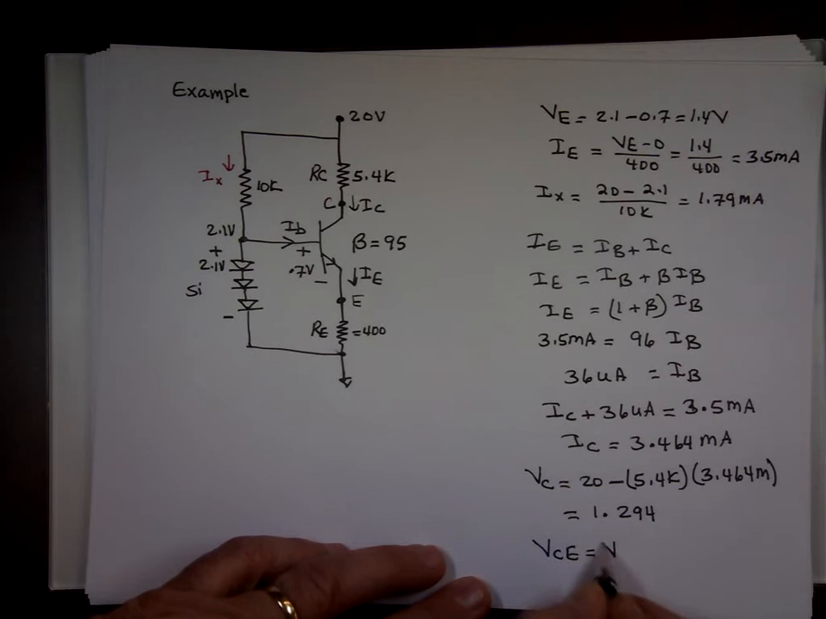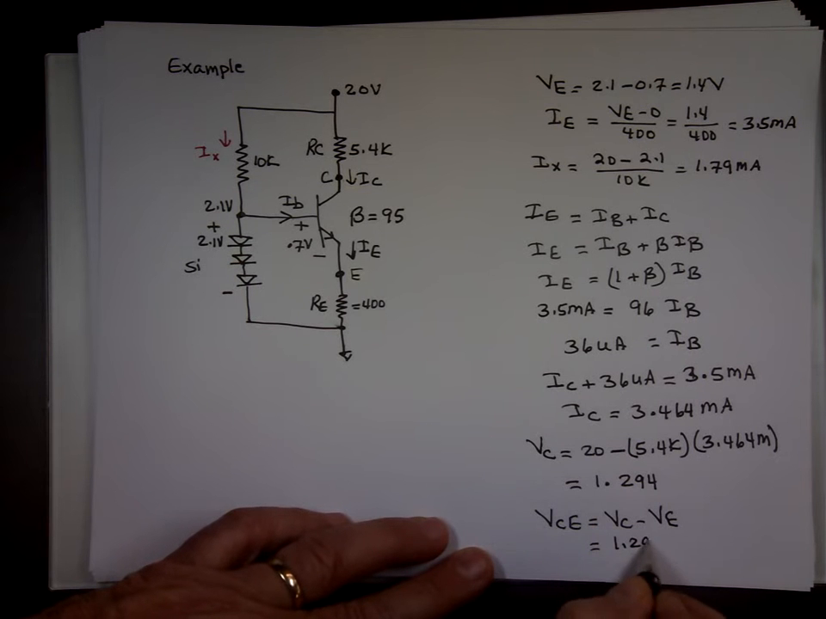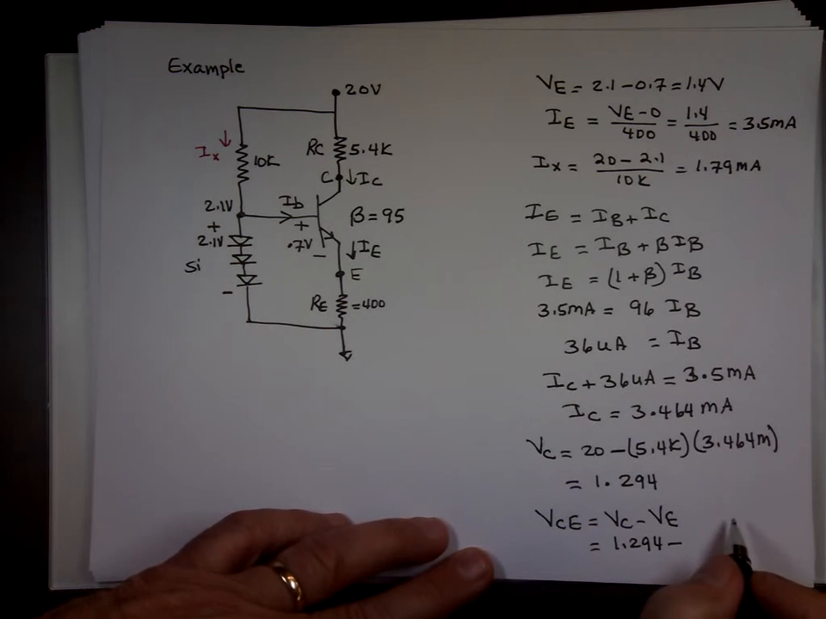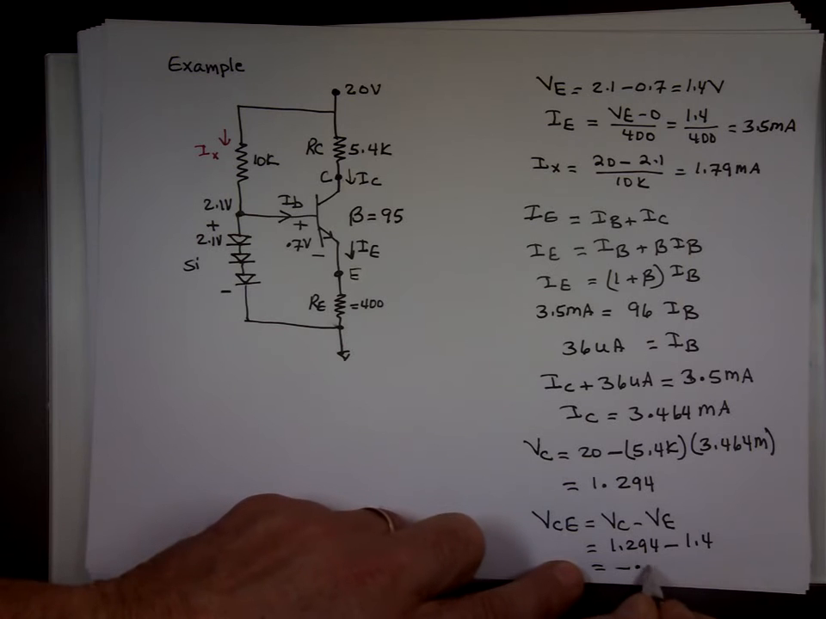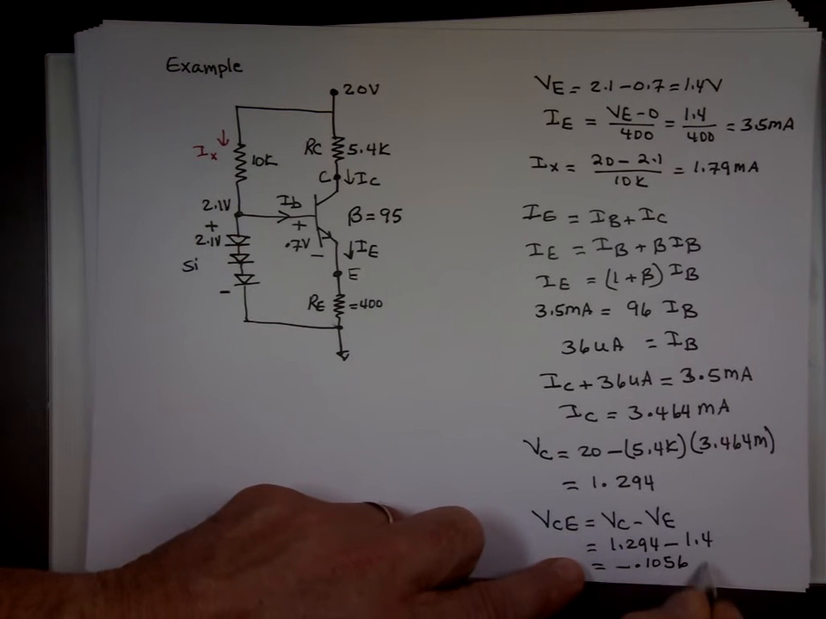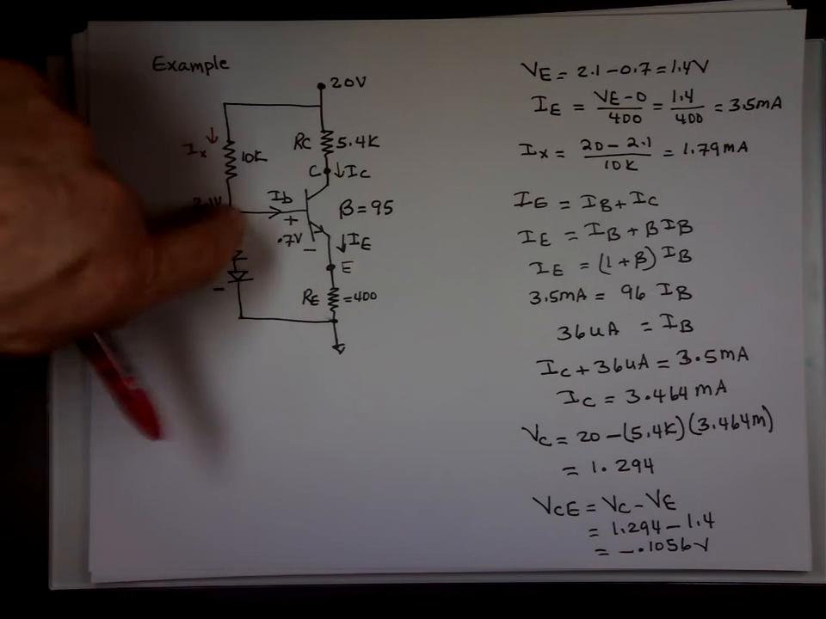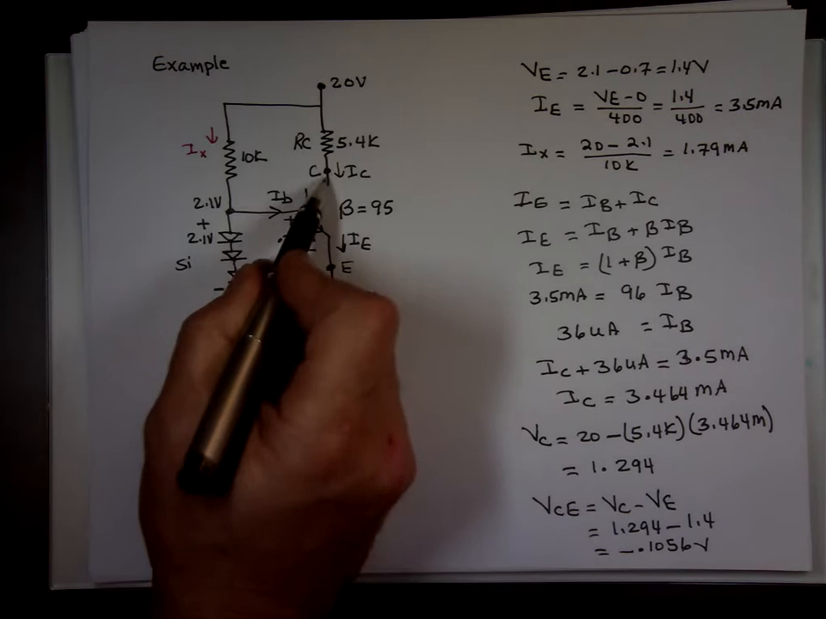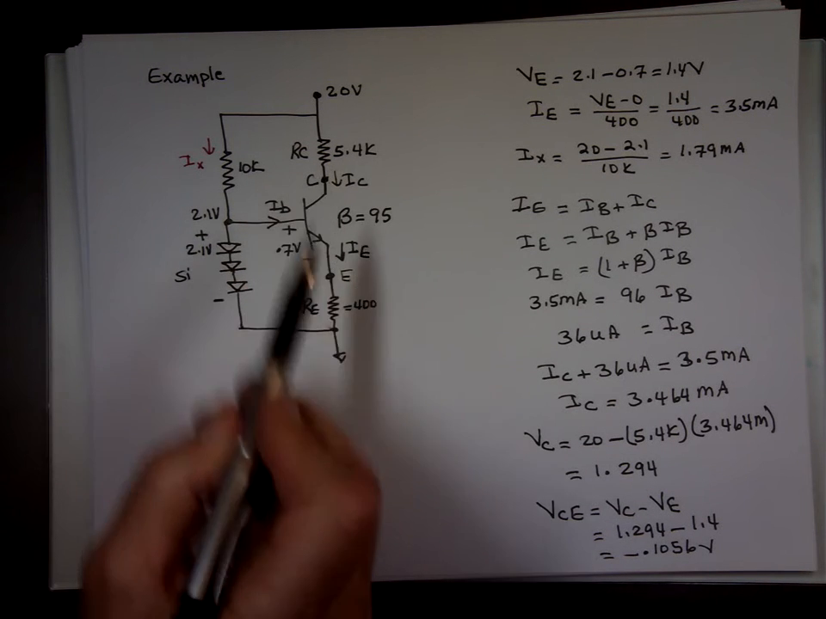It's VC minus VE, and that would be 1.294 minus the VE, which is 1.4, and now we have a negative number, and that can't be. That's a negative 0.1056. For an NPN transistor, negative, positive, negative, this voltage has to be positive. Positive on the top, negative on the bottom. This voltage has to be higher than this.